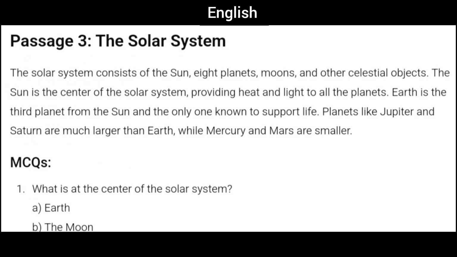The solar system. What is that? The solar system, passage 3. The solar system consists of the sun, 8 planets, moons, and other celestial objects. The sun is the center of the solar system, providing heat and light to all the planets. Earth is the 3rd planet from the sun and the only one known to support life, which means life is found only on Earth. Planets like Jupiter and Saturn are much bigger, larger than Earth, while Mercury and Mars are smaller.